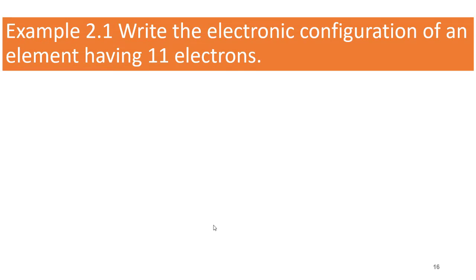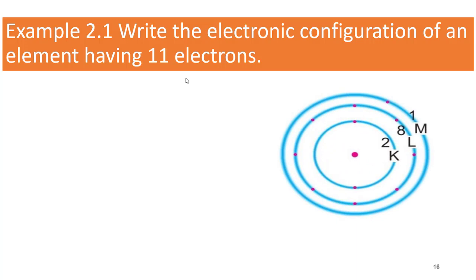Now for your practice, we shall write the electronic configuration of an element having 11 electrons. एक एटम जिसके अंदर 11 इलेक्ट्रॉन्स मौजूद हैं उसकी इलेक्ट्रॉनिक कॉन्फ़िगरेशन लिखनी है. 11 electrons means you already know that 2 electrons will accommodate K shell, क्योंकि K shell जो कि फर्स्ट शेल है उसमें मैक्सिमम 2 इलेक्ट्रॉन्स ही अकोमोडेट हो सकते हैं.